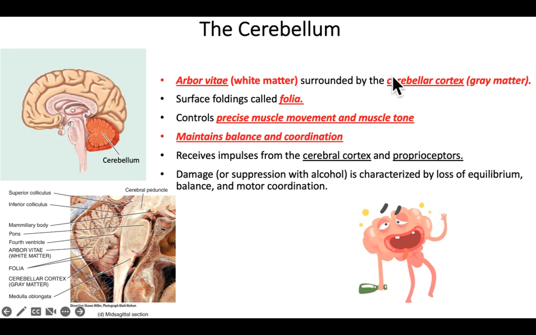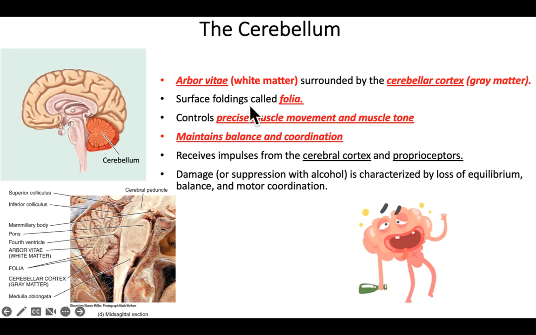And then it's surrounded by the cerebellar cortex. Now, cortex is a word we use quite a bit. Cortex just means an outer layer. So the cerebellum has a cortex, the cerebrum has a cortex, and both of those are gray matter. And remember, gray matter does more of the interpretation, the analysis of information, whereas white matter is more just sending signals very quickly. The surface has folds, which are called folia. So that's a little bit of the anatomy when you look at the cerebellum.